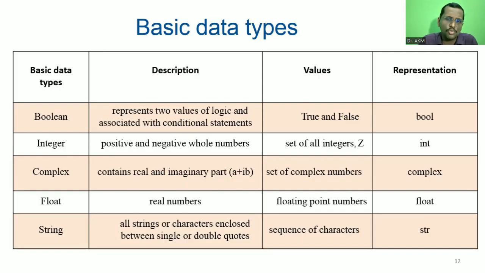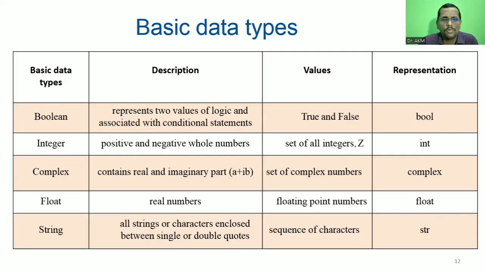Boolean represents true or false values. It represents two values, namely true and false. The representation is bool. Integer data type: both positive and negative whole numbers are acceptable. All the integer values are acceptable here. Complex contains a real and an imaginary part. You are aware that a plus ib is the standard form of a complex number. All complex numbers are acceptable in Python programming.